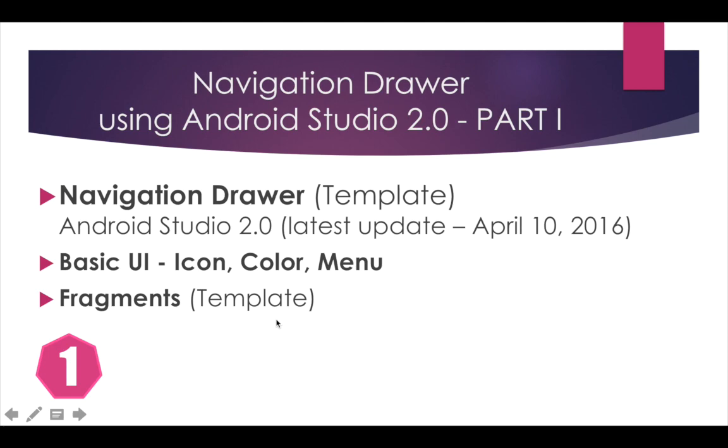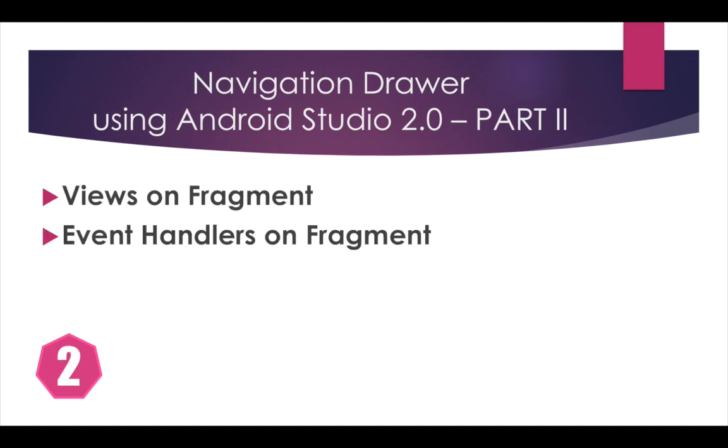So I will make three videos about this kind of thing because there are many things to be covered. In this video particularly, I will talk about the basics of the navigation drawer, the icon, the color, the menu, and how to add fragments as well. In part 2, I will talk about how to add views on the fragment, for example, how to add a button, edit text, list view, recycler view, okay?